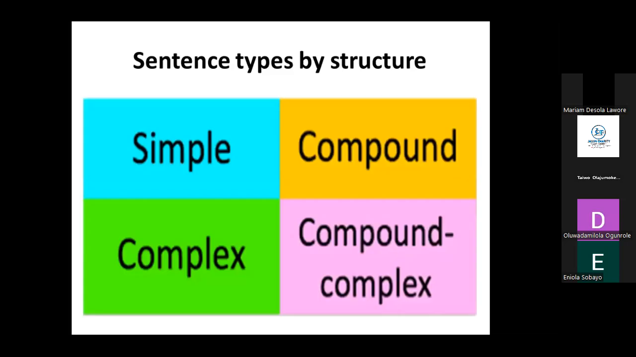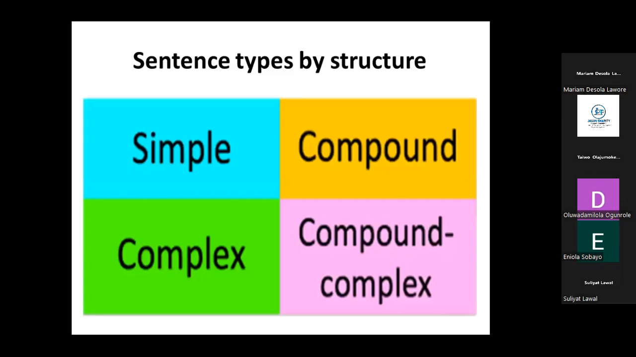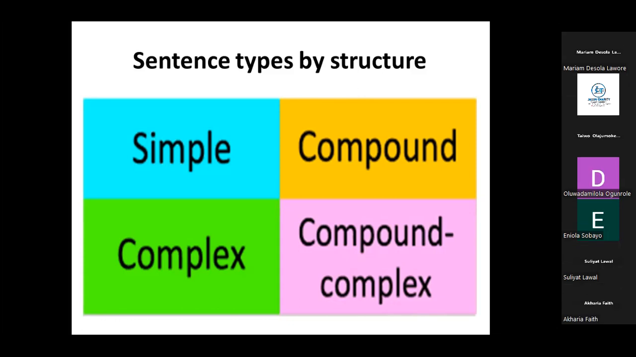diagram is the simple. From the simple, we have the complex. From the complex, we have the compound. And from the compound, we have the compound complex. Now, each of these structures have the way they are presented. So that when you come across them, you'll be able to say that, okay, this is a simple sentence, this is a compound sentence, this is a complex sentence, and this is a compound complex sentence. So without wasting our time, we'll dive into each of these.